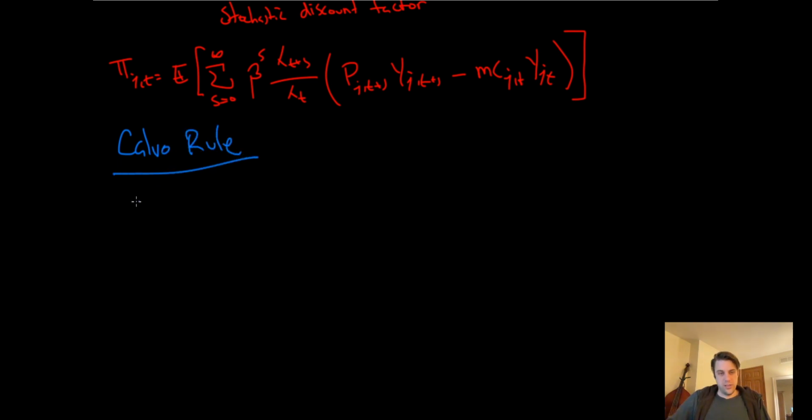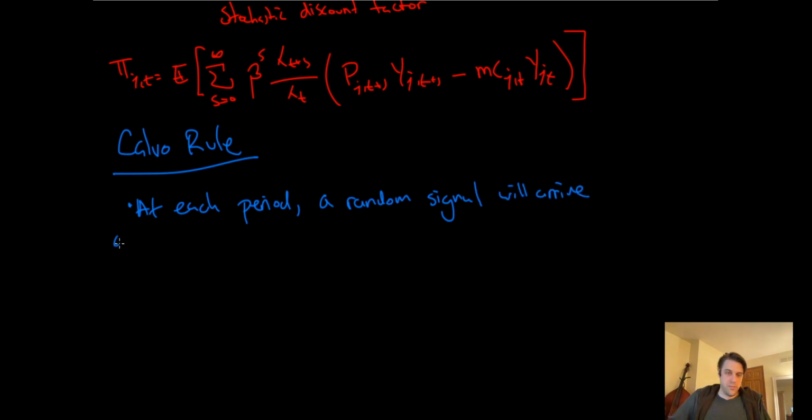And a Calvo rule says that at each period, not all firms are allowed to update their prices. At each period, there's going to be a random signal. A random signal will arrive at each firm allowing them to update their price.